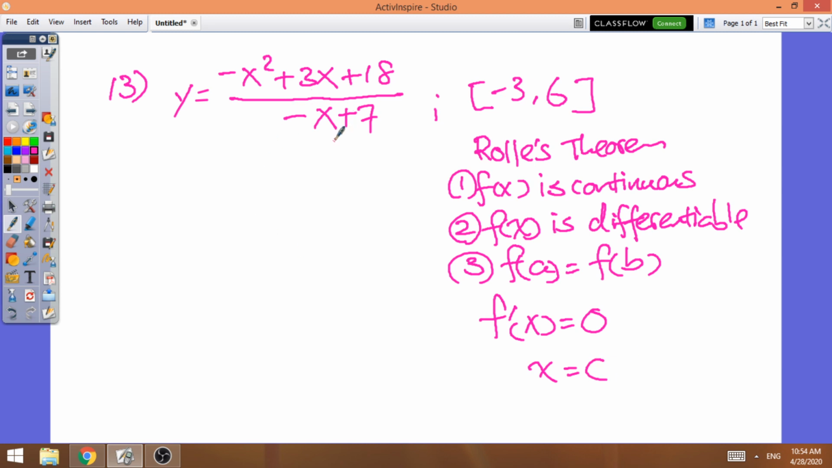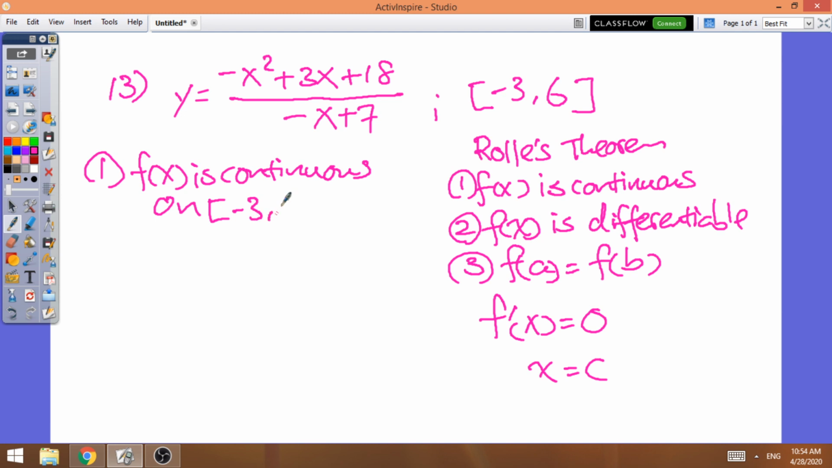So is this a continuous function? Well, we do know that x cannot be 7. If x equals 7, then it's not going to be continuous. But the thing is that it's on the closed interval, so 7 is outside the interval. So this one is totally fine. So f of x is continuous on the closed interval from negative 3 to 6.